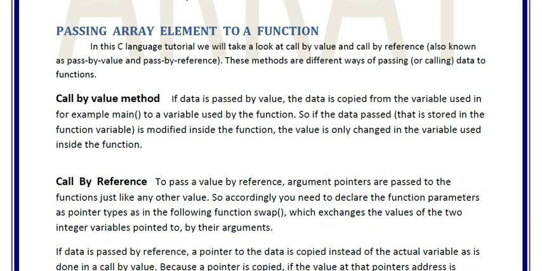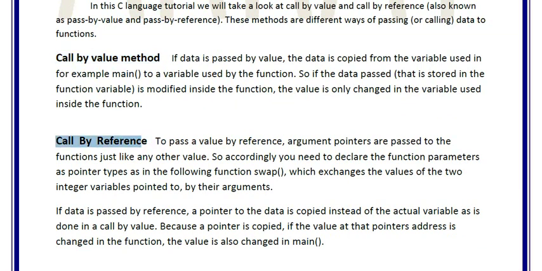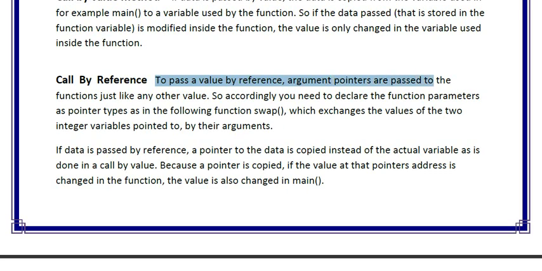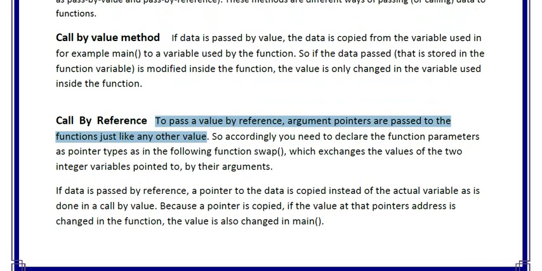Passing array elements to the function. By these two methods we have call by value and call by reference. In the first, call by value, if the data is passed by value, then the data is copied from the variable and used. For example, in the main section, with a variable used by the function. And in call by reference, to pass the value by reference, the argument pointers are passed to the function instead of the value. We will see examples of them in future.